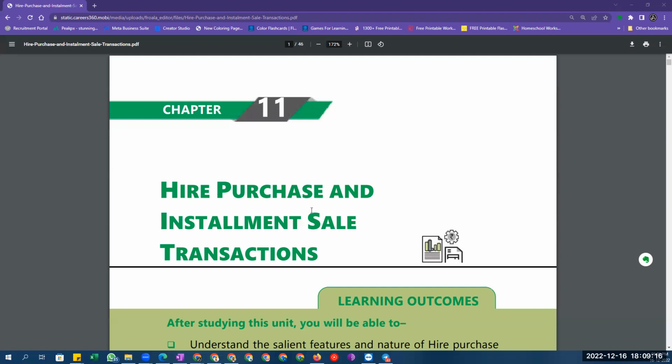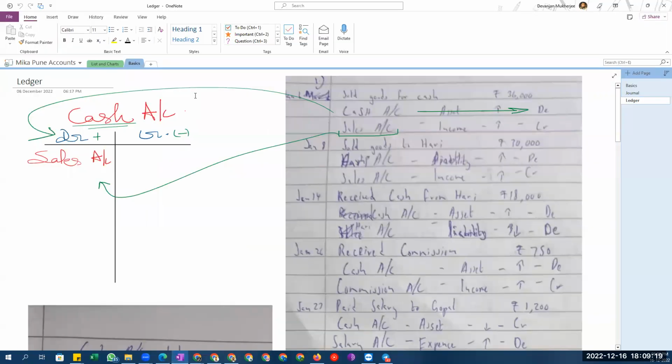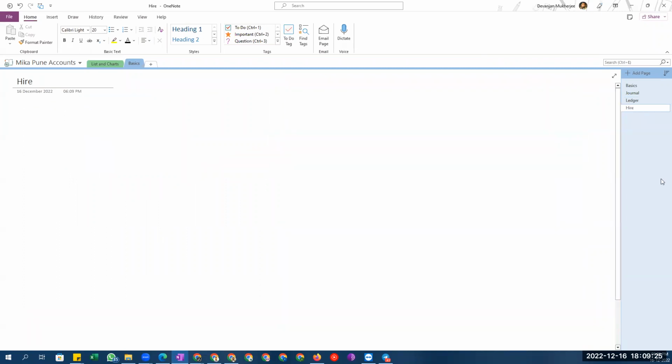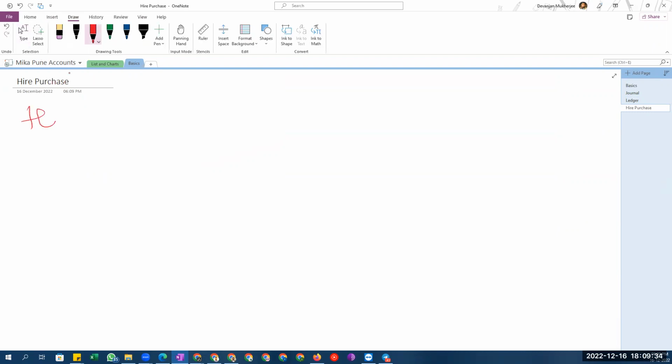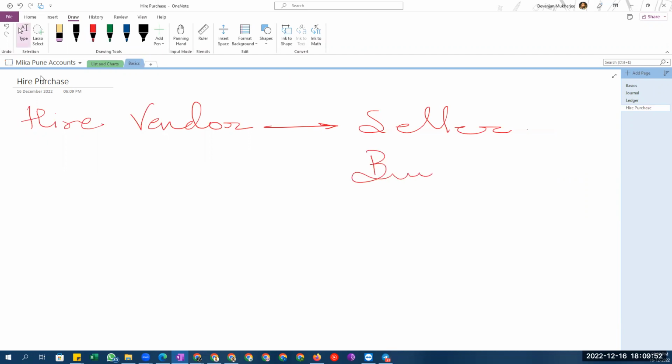First of all, we need to know who is a hire vendor. Just a second, I'll make a note. So in hire purchase, the first thing that we need to know is the hire vendor. Who is a hire vendor? The hire vendor is basically the seller, who is selling us the particular asset, and we will be considered the buyers, the hire purchasers. We are the buyers.